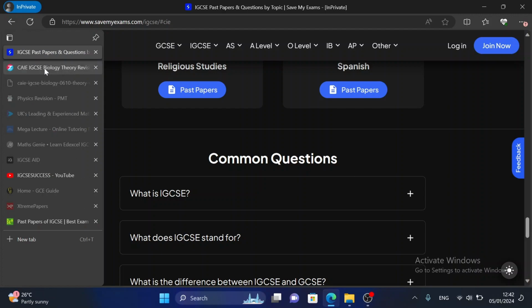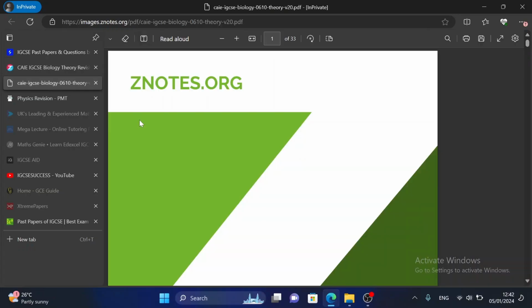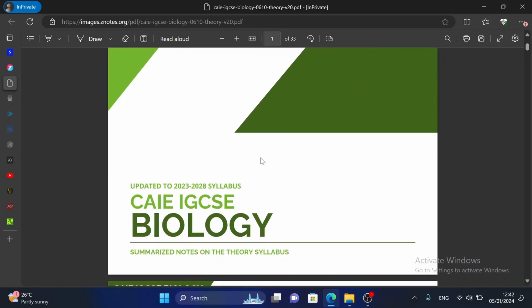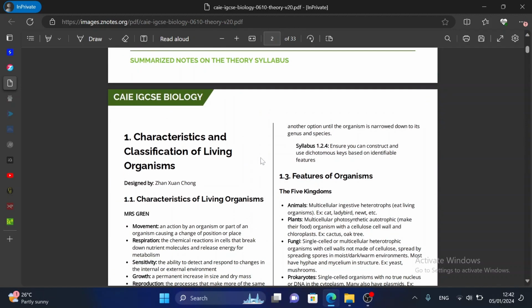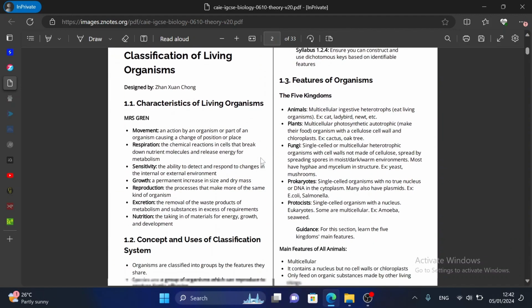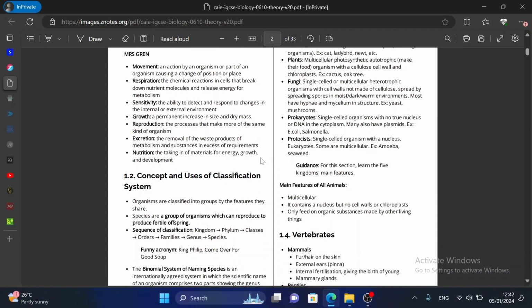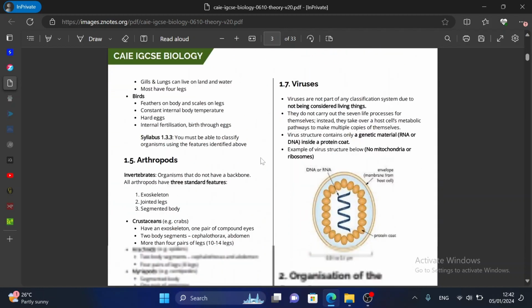Now let's be moving on to ZNotes. ZNotes is actually really good. It's a bunch of summarized notes. This is for biology. As you can see here, it outlines the subject very well. It talks about different aspects in brief summaries. This is good for last minute revision and stuff, so use it. Not really gonna get too deep into the bio.